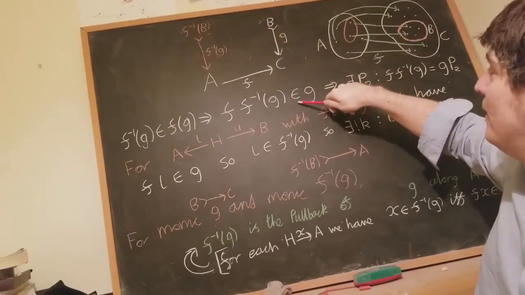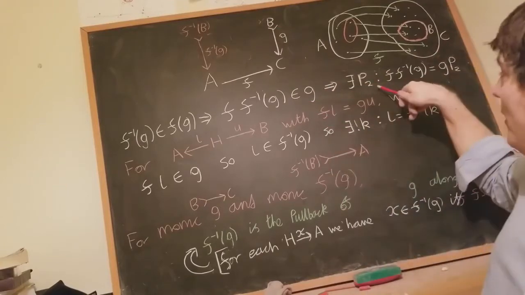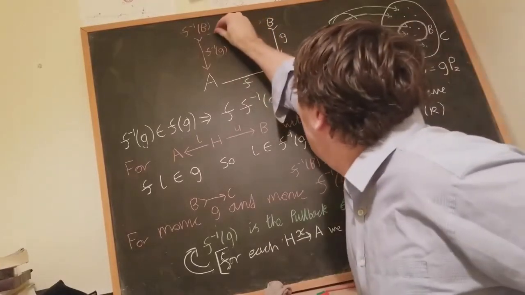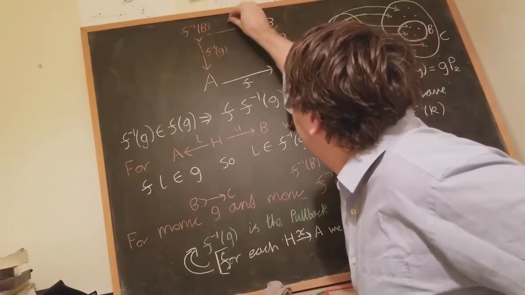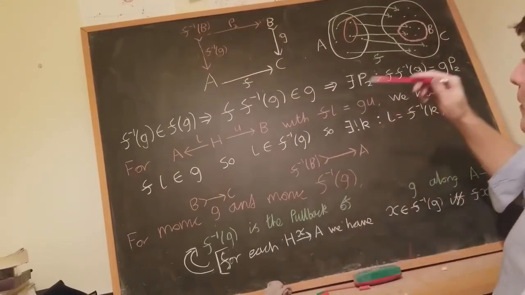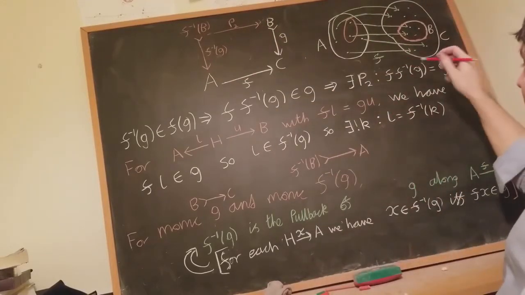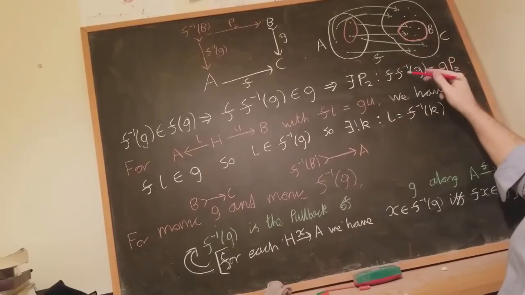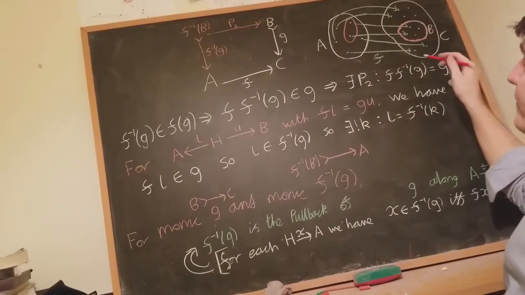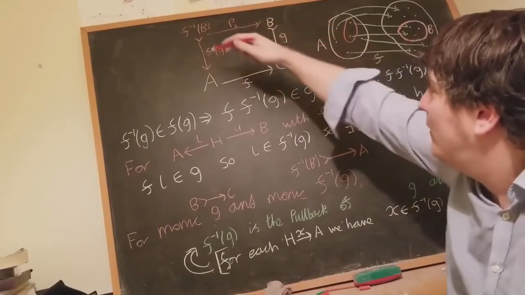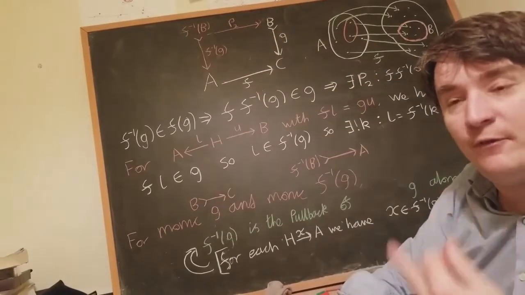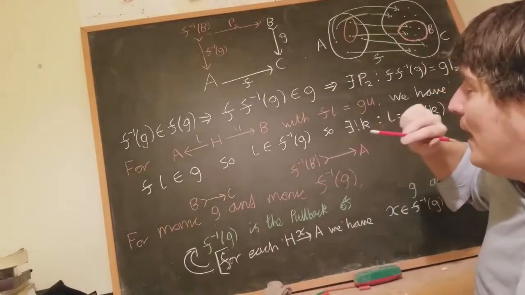What does that mean? That means there exists some arrow, which we'll call p2. It's just a name, okay? It means there's an arrow p2 which is such that f after f^{-1}(g) is equal to g after p2. Okay, so now we have a commuting square, at least. But how do we know that this is a pullback?